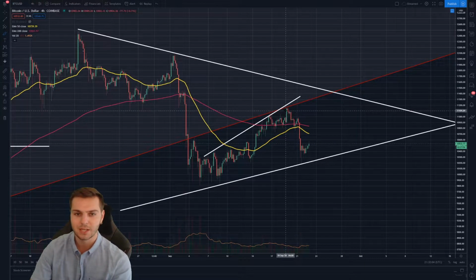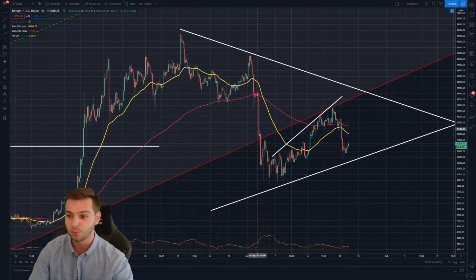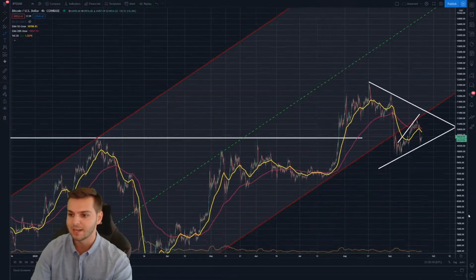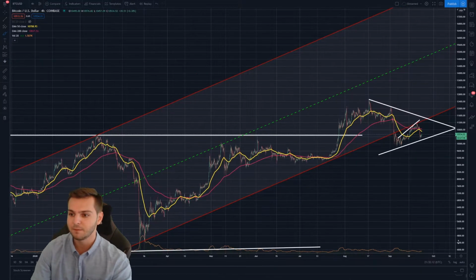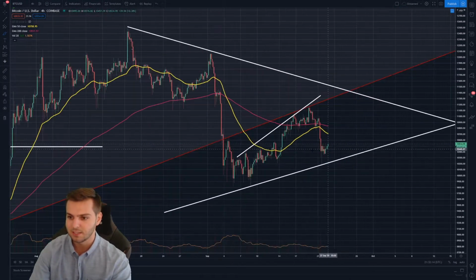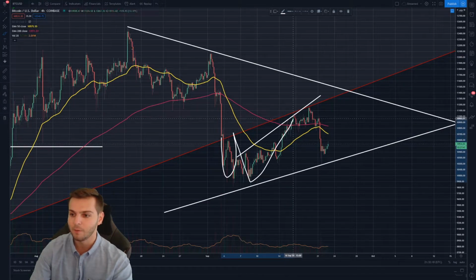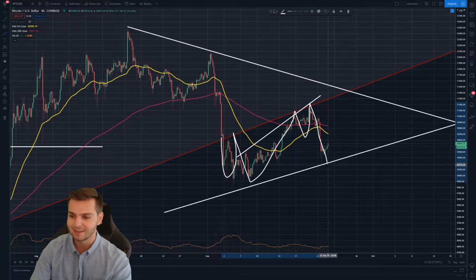Now, back to these layers of resistance, Bitcoin has 3 layers here. Immediately we have the micro one, and if we zoom out, we can see the macro of this massive parallel channel that it's been in. Since then, we've fallen down out of this, retested it once. We've come back up off of support and retested this area, not twice, but 3 times, and rejected it every single time. Since then, we've fallen all the way back down to support.